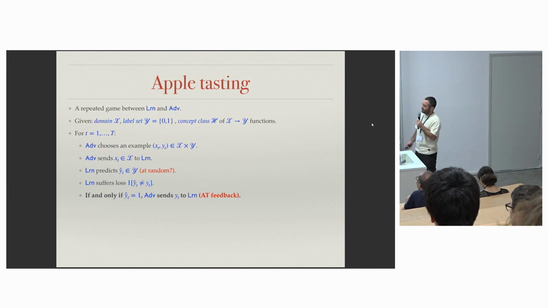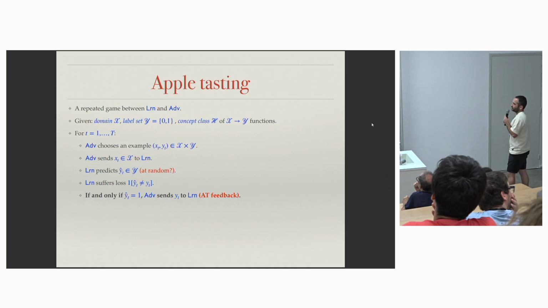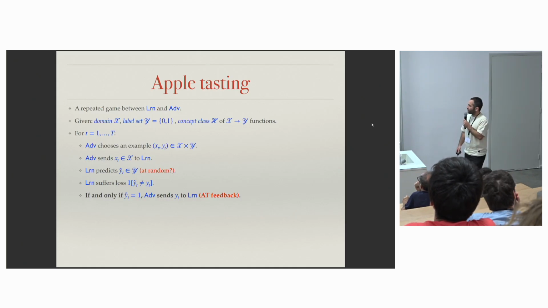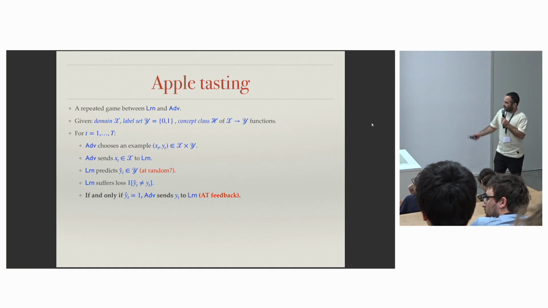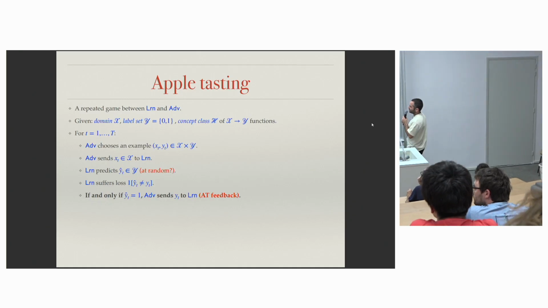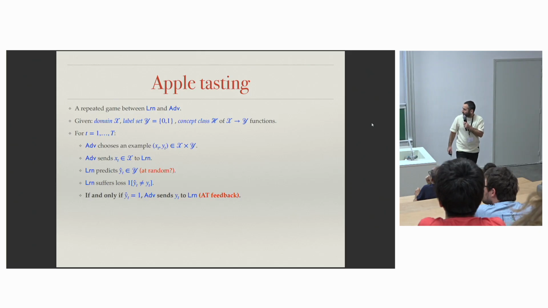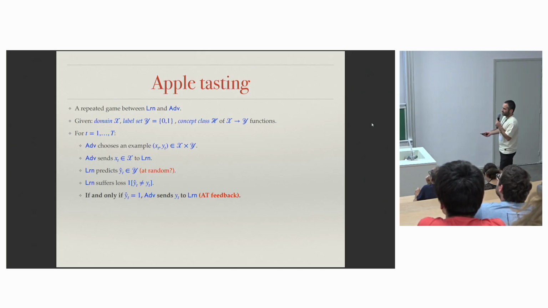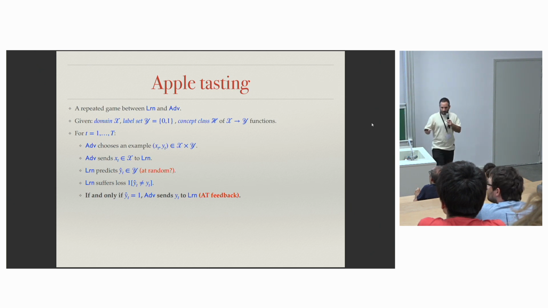So we have a repeated game between a learner and an adversary. We have a domain of instances, the binary label set, and a concept class of functions from the domain to the binary label set. In every round, the adversary chooses a labeled example, but sends only the instance to the learner, and then the learner predicts whether it's 0 or 1. It suffers loss if it makes a mistake, the 0-1 loss. And this is the modified part: if and only if the prediction is 1, it gets the true label from the adversary, otherwise it gets nothing.